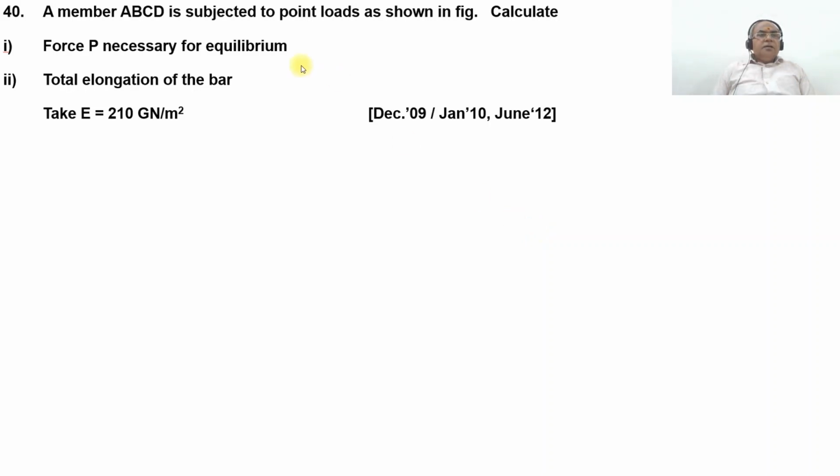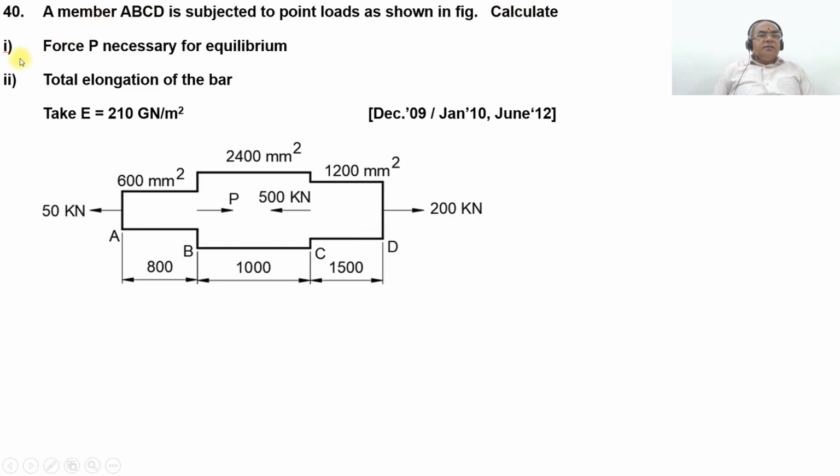Now, we will take up one more problem, problem number 40. A member ABCD is subjected to point loads as shown in the figure. Calculate, number 1, the force P necessary for equilibrium, and also the total elongation of the bar. Take E equals 210 giganewton per meter square.